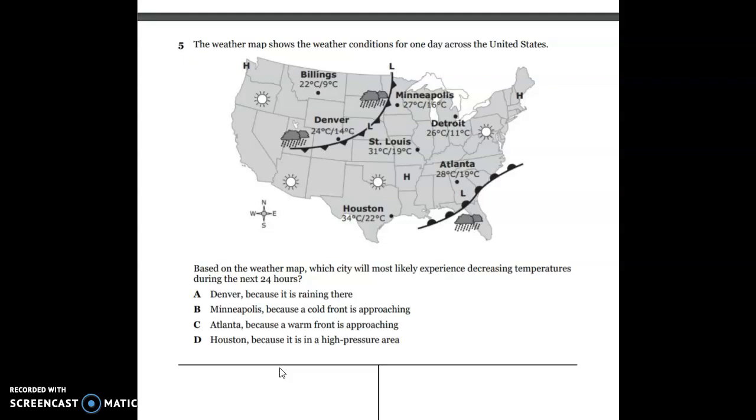Minneapolis, because a cold front is approaching. Atlanta, because a warm front is approaching. Houston, because it is in a high pressure area.